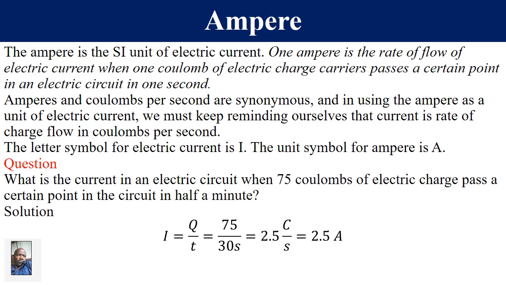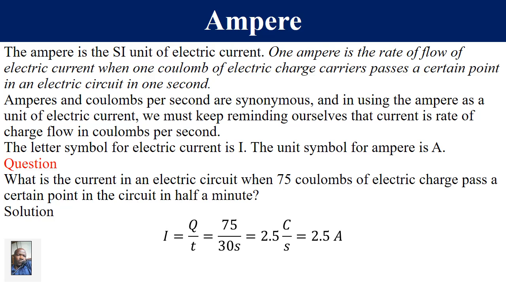Then I have a question. What is the current in an electric circuit when 75 coulombs of electric charge passes a certain point in the circuit in 30 seconds? We are being asked to find electric current, which is capital letter I. So I is equal to Q over t, as we saw from the relationship. Then that's 75 divided by 30. This gives us 2.5 coulombs per second. 2.5 coulombs per second means 2.5 amps.